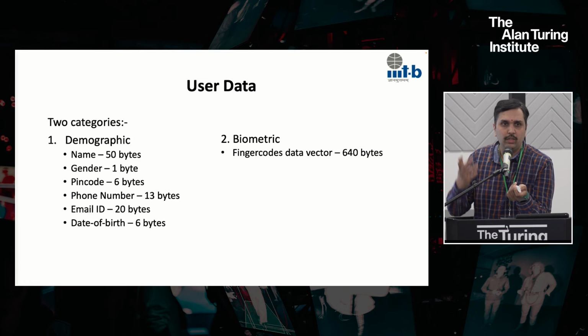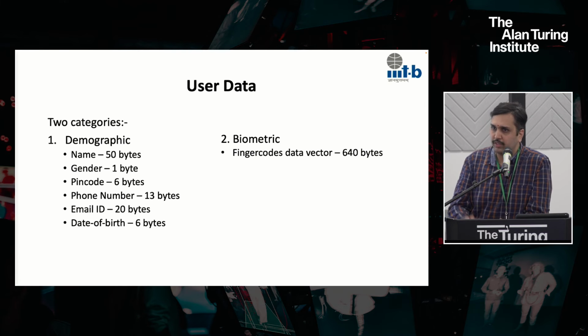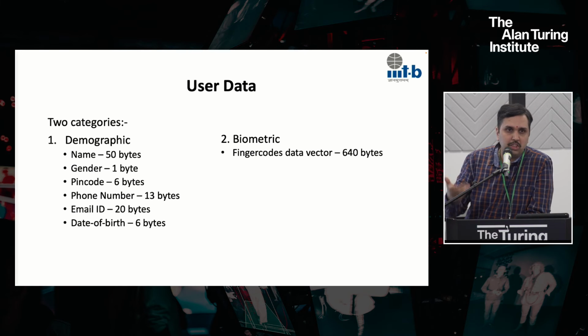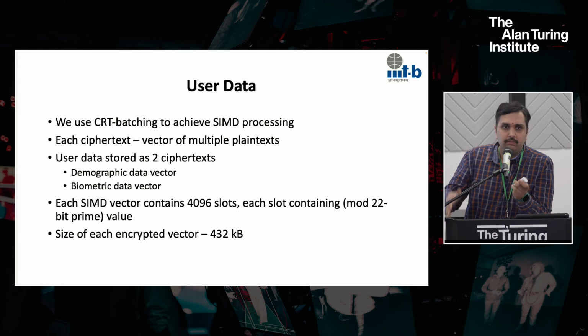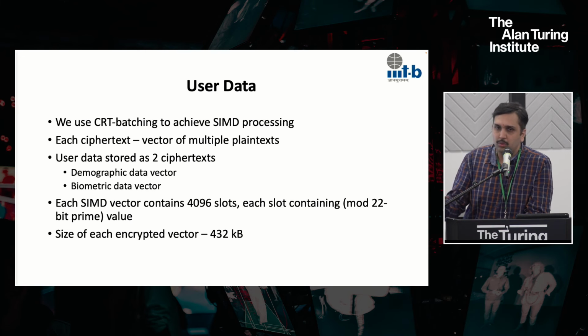So what all data types do we support? The demographic data. These are data like name, gender, pin code, phone number, email, date of birth. These are all encoded exactly. And then the biometric data is encoded as a finger codes template. As we said, we try to pack the data into only 2 ciphertexts. So roughly 0.9 MB is all that is needed.